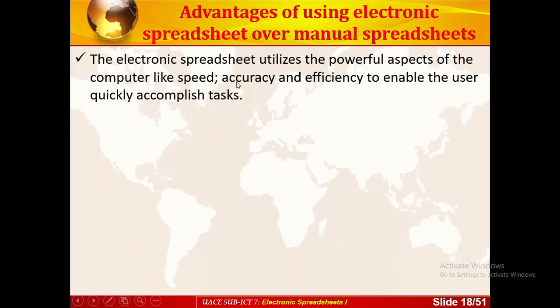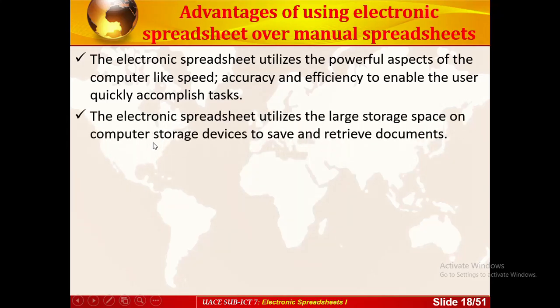Advantages, we have looked at uses, and now these are the advantages. The spreadsheet utilizes the powerful aspects of the computer like speed, accuracy, and efficiency to enable users to quickly complete tasks. So these are the advantages of using electronic spreadsheets over manual spreadsheets. Remember, we have looked at electronic and manual. Manual are books or ledger books. Electronic ones are always inside a computer. So this one utilizes the advantage of being in a computer, and it accomplishes the task very fast.